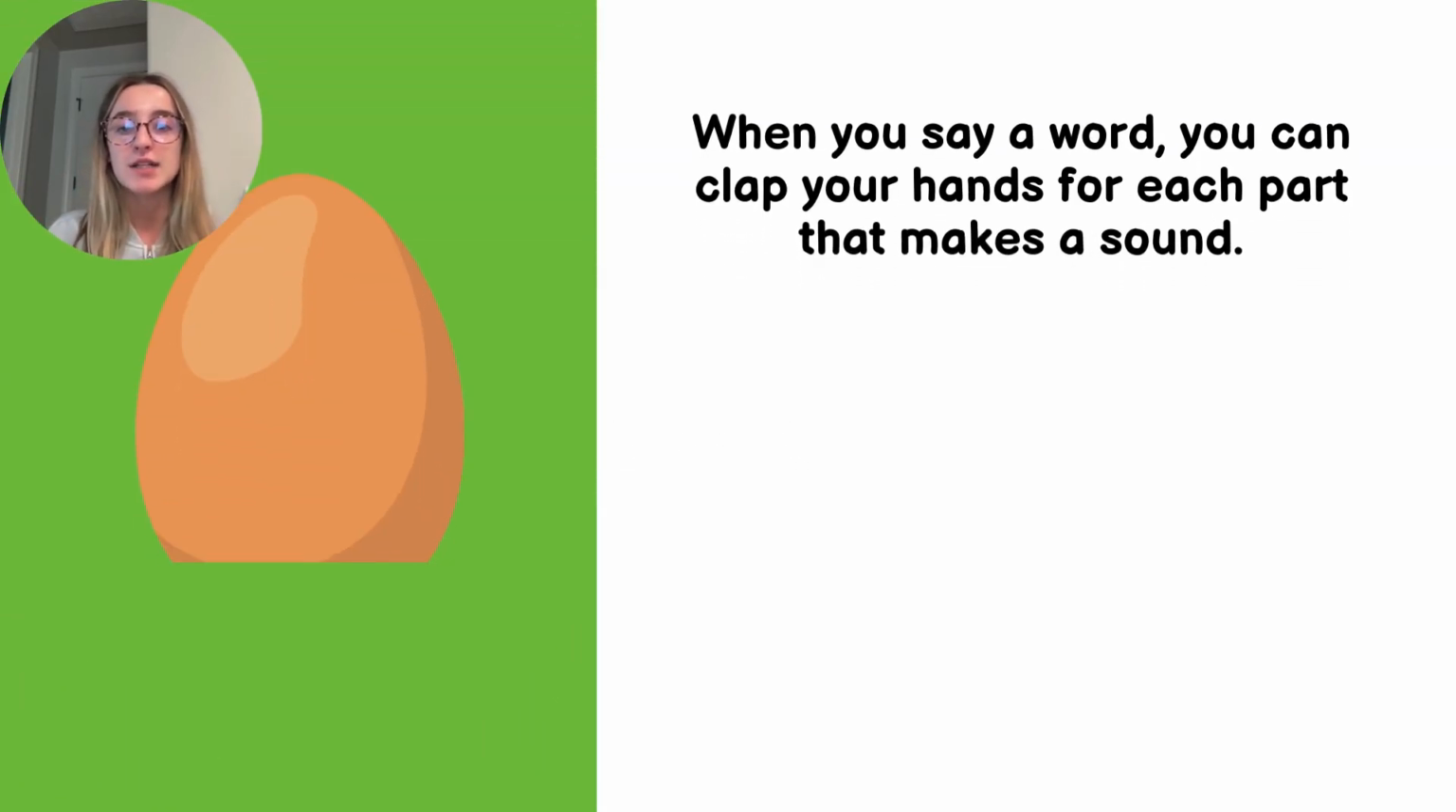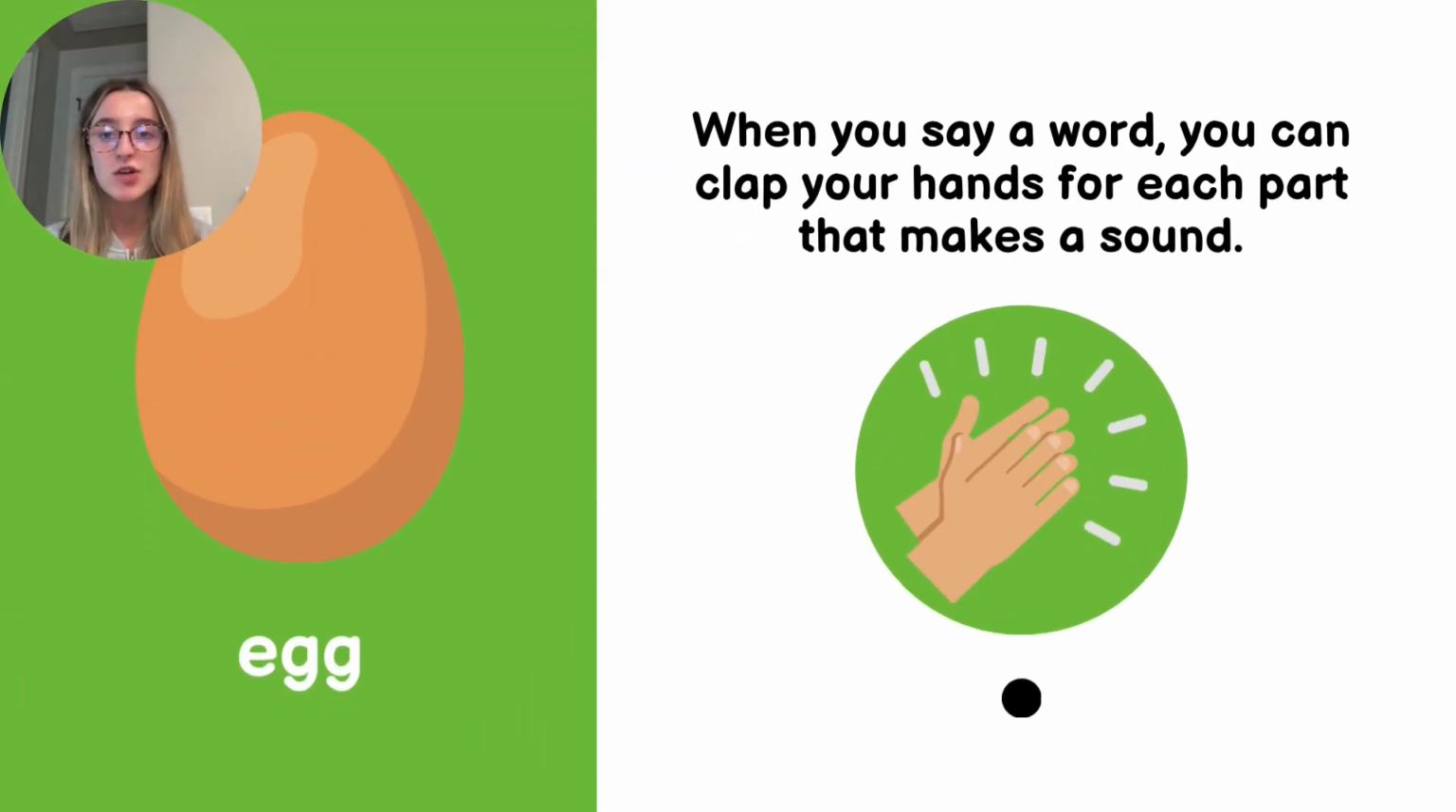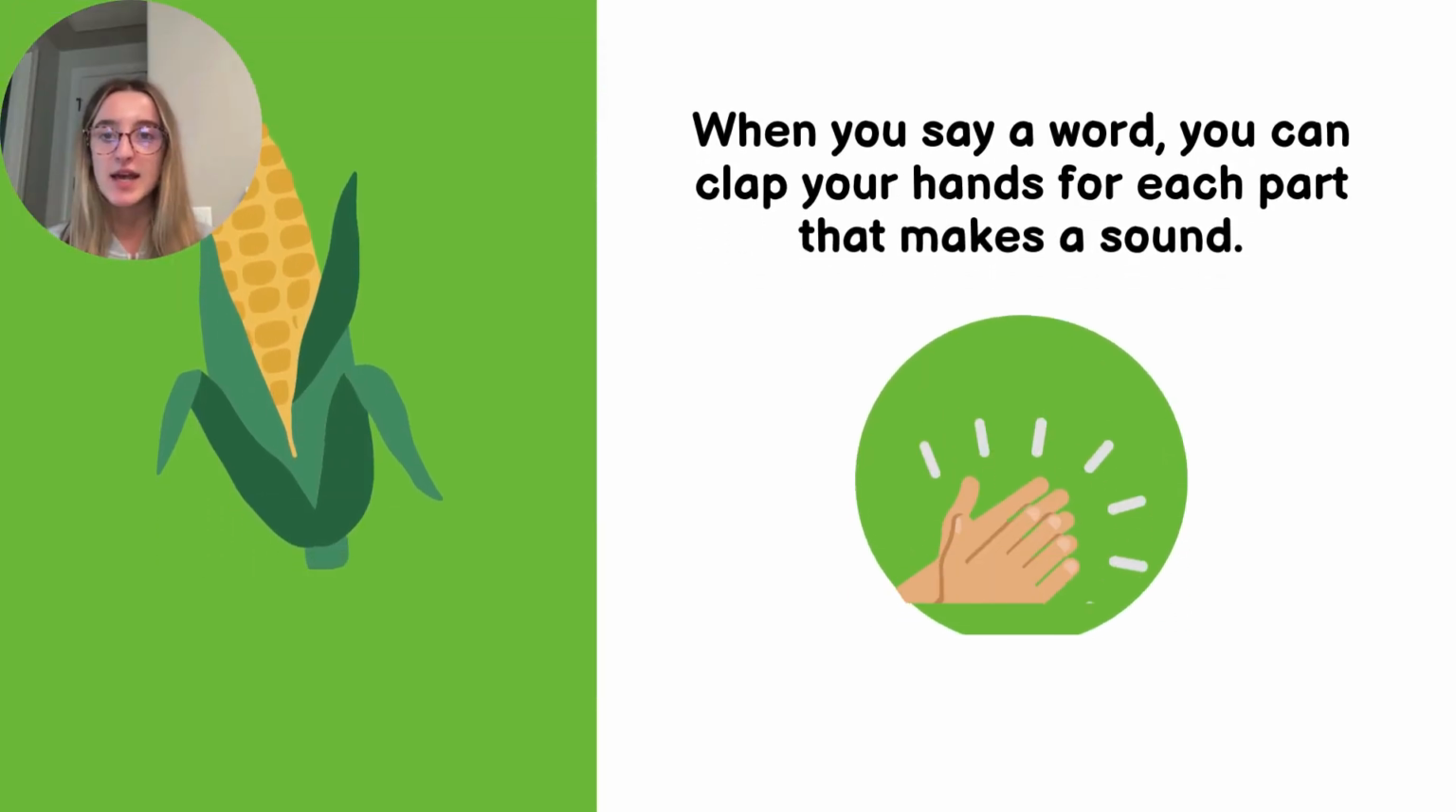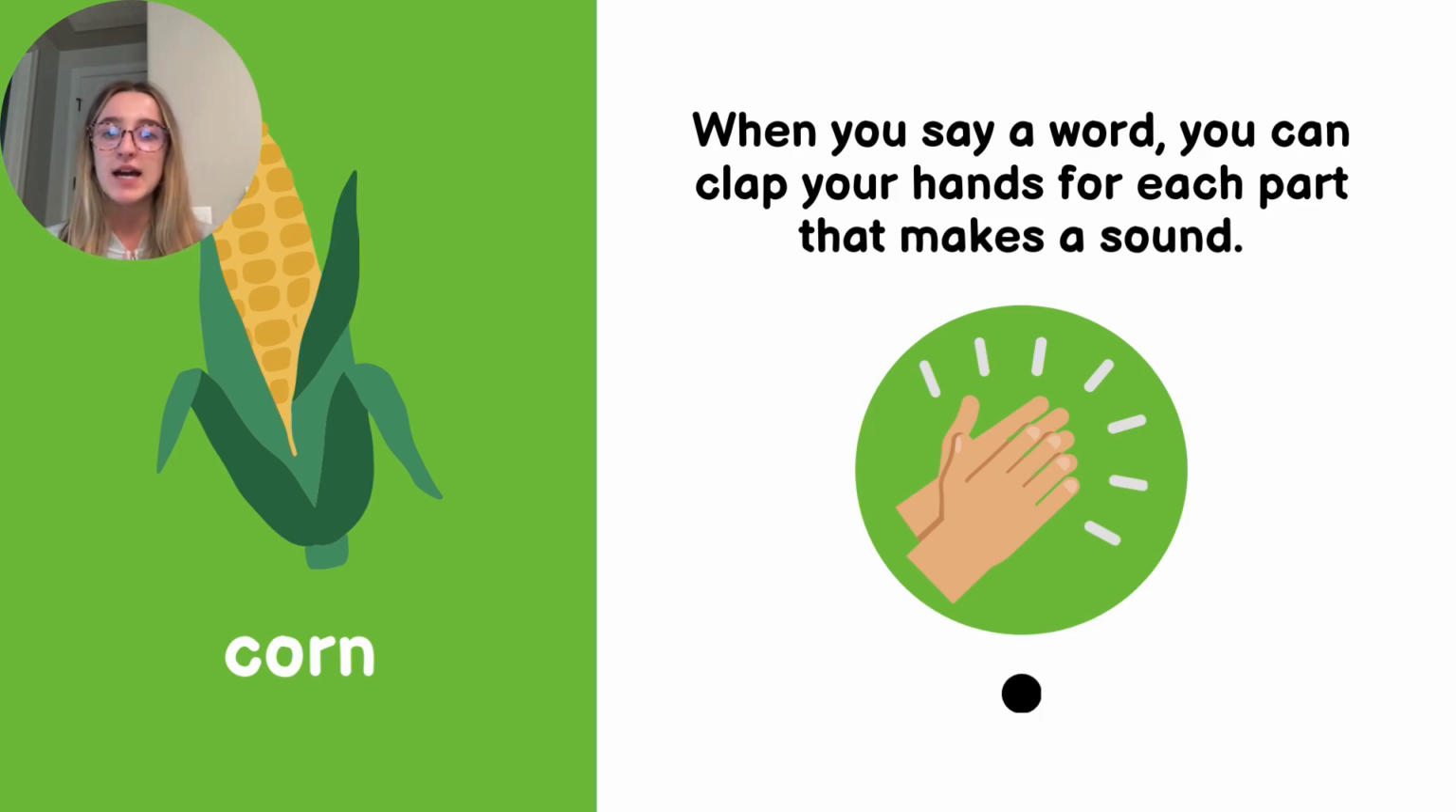So this is for I do. I'm going to look at this picture and I know that is an egg. So I'm going to count the syllables in the word egg. Ready? Egg. There's just one. And next, I'm going to look at this and I know that is corn. So I'm going to count the syllables. Corn. When I count those syllables, I'm going to clap for every single syllable.